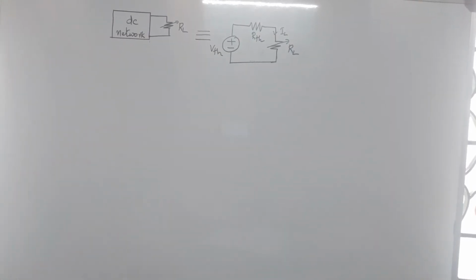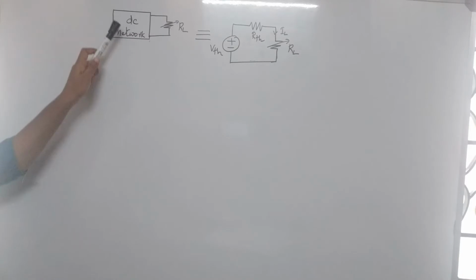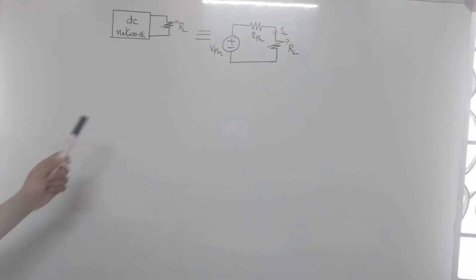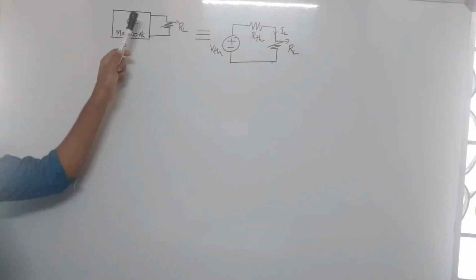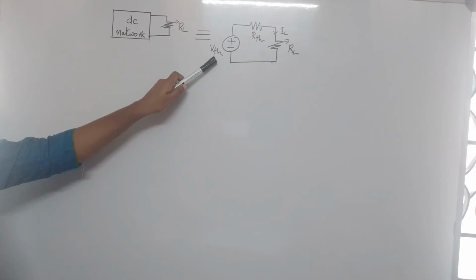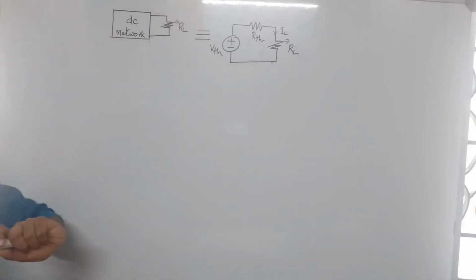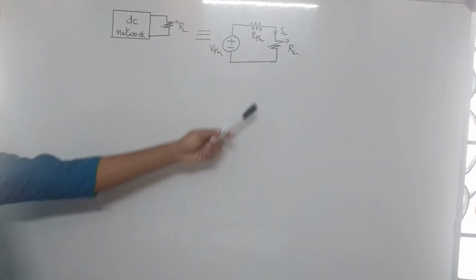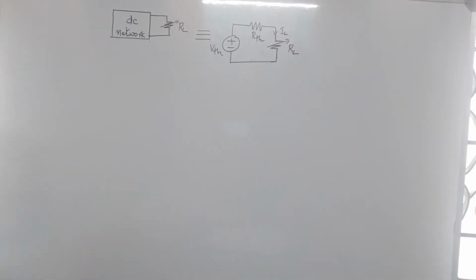Here I have drawn a very general representation. I have drawn a box and written here as DC network. This DC network may be any network containing any number of DC sources and any number of network elements. A generalized expression is shown here. And across this DC network, I have connected a variable load. And we can draw the equivalent circuit for this. Any DC network can be represented by a voltage source in series with a resistance according to Thevenin's theorem. So here it is VTH in series with RTH, and then I have reconnected the load RL.